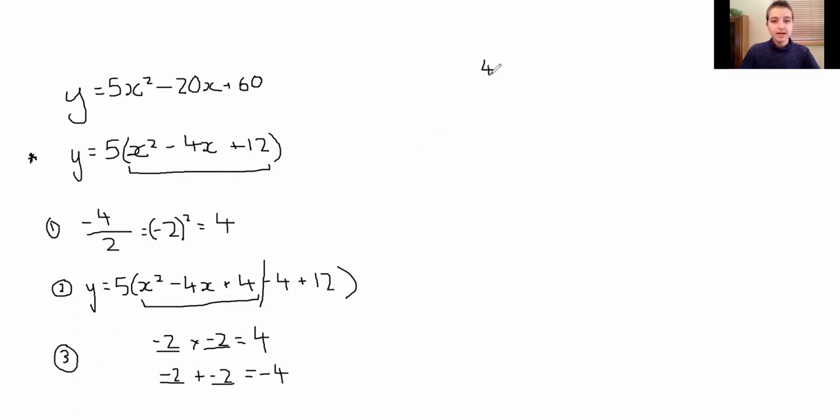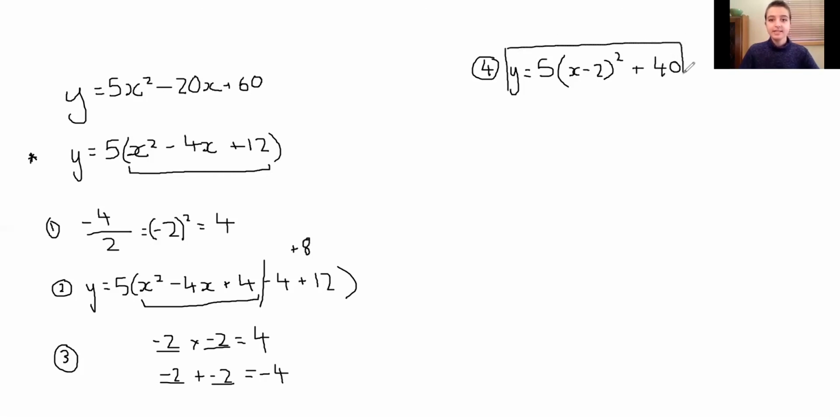Then step 4, we just tidy it up. Y equals, still keep our 5 out the front. Our minus 2 goes in the brackets, x minus 2 all squared. But then this minus 4 plus 12 is still in the brackets with the 5. So we need to expand that out, because that's not going to be in the brackets with the 5 anymore. So it would be minus 4 plus 12 is positive 8. And times that by the 5, which is 40. So now on the end, we're going to have plus 40. There's our final answer.